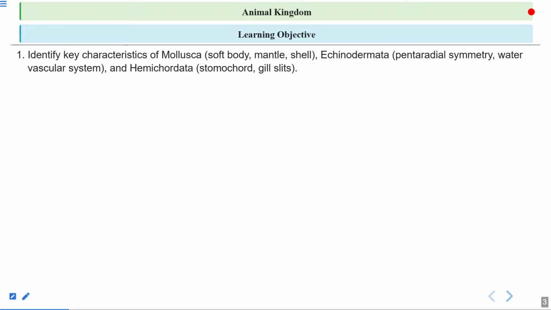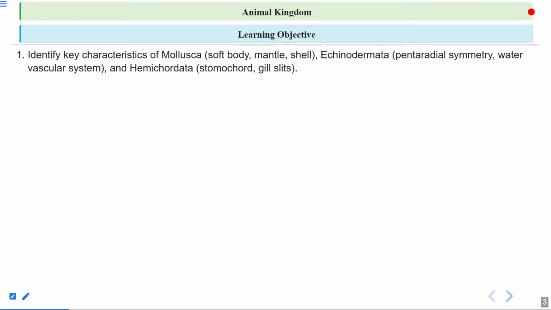Then we'll talk about Echinodermata. They have some unique characteristics like pentaradial symmetry and water vascular systems. These features are unique to Echinodermata.